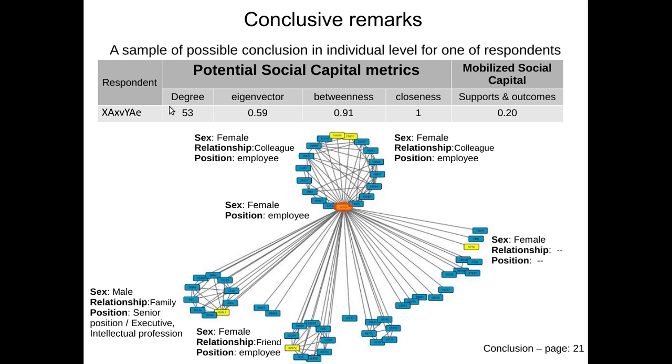And in the upper side, you are seeing the two sides of the Lin model, the potential social capital and the mobilized social capital, the outcomes. Was it working or not? Did the social capital yield some kind of outcome or not? And here we are seeing that based on degree, eigenvector, betweenness and closeness, this person should have a more than average potential social capital. But in terms of the supports and outcomes based on the resource generators, she is not getting that much, somehow less than like 20%. And yes, we should ask why.